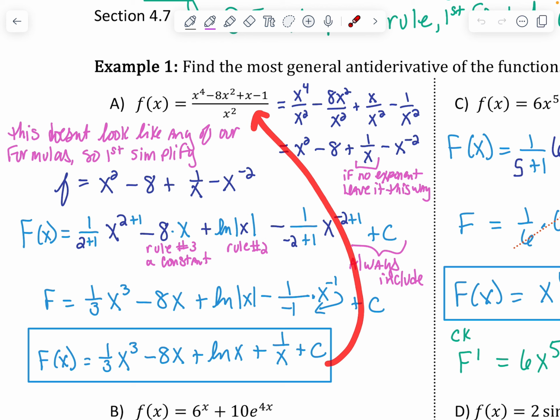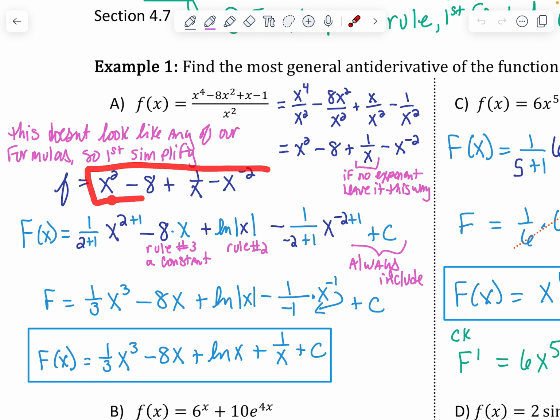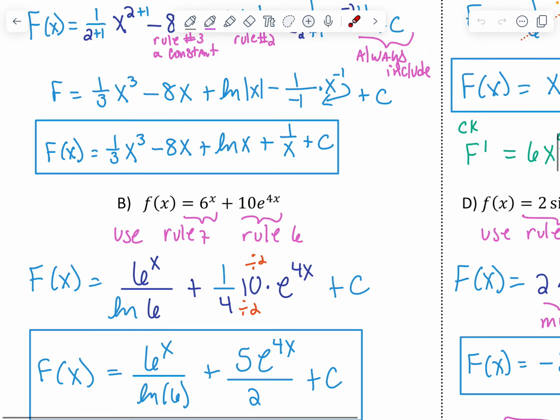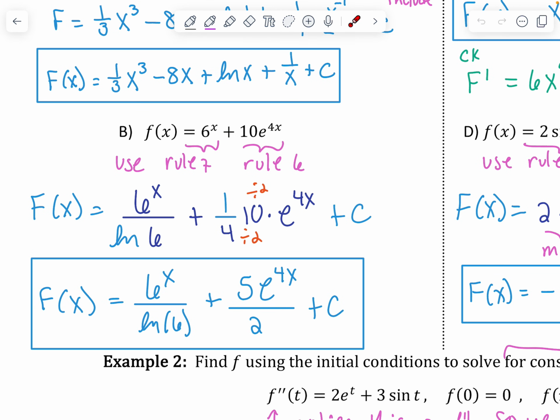Again, you could take the derivative. Now keep in mind the derivative is not going to look like the question. The derivative will look like the simplified form that we were working with. And then we've got all those other rules we looked at.